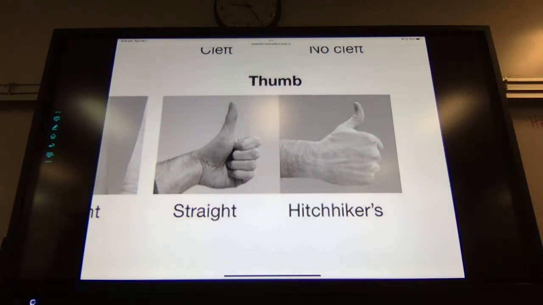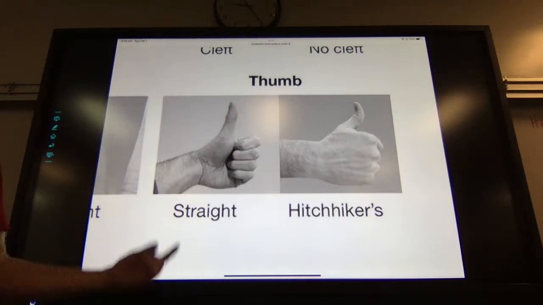it's like it can bend over on itself. It's almost like a double-jointed thumb. That is called a hitchhiker's thumb.